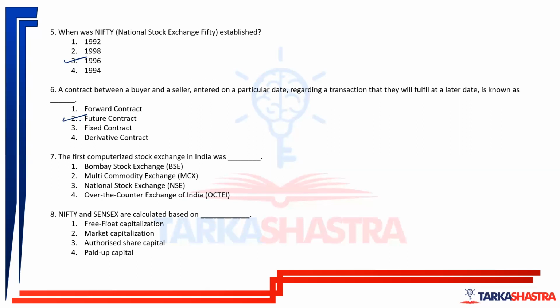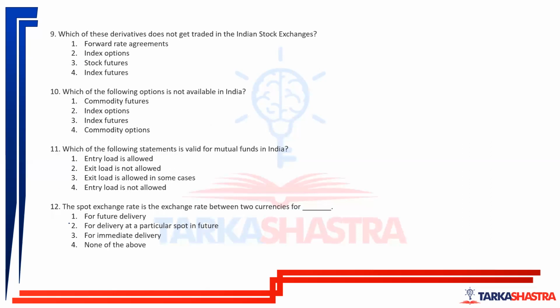Then, the first computerized stock exchange in India was National Stock Exchange. Nifty and Sensex are calculated based on free float capitalization. Keep this in mind, memorize this. Which of these derivatives does not get traded in Indian stock exchange? Forward rate agreement, index options, stock futures, index futures. Index futures and stock futures are traded, index options also. So forward rate agreement is not traded in stock exchange.